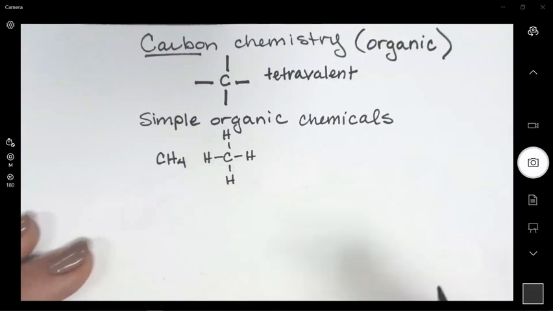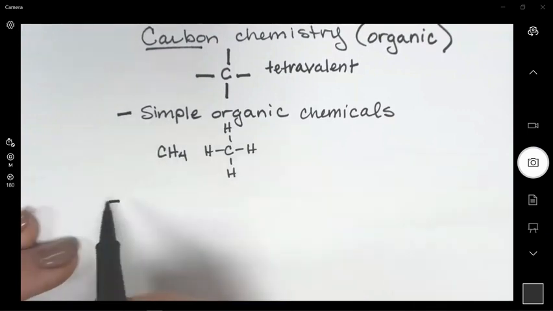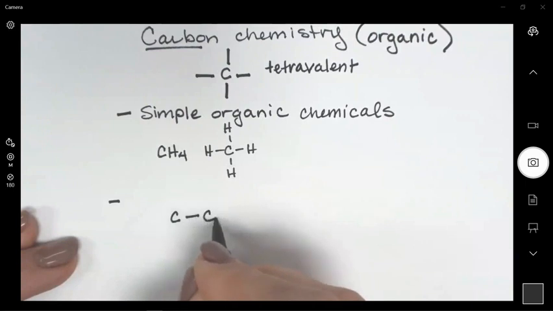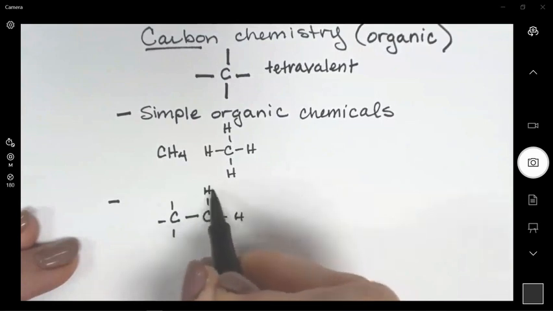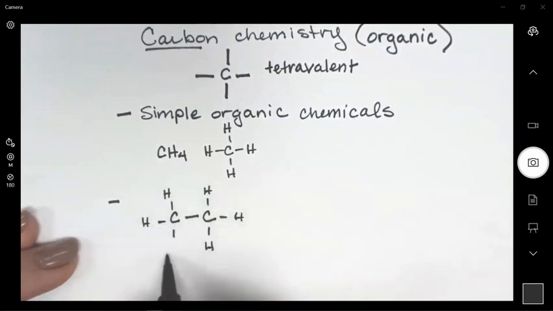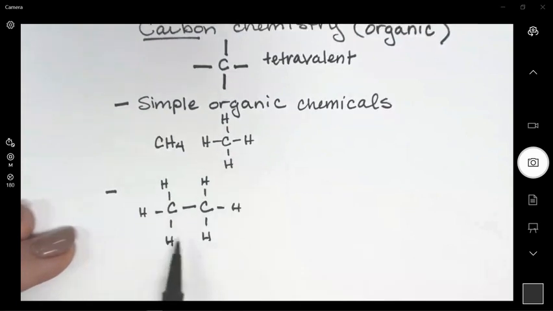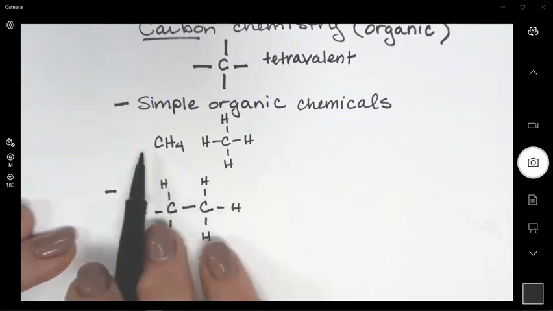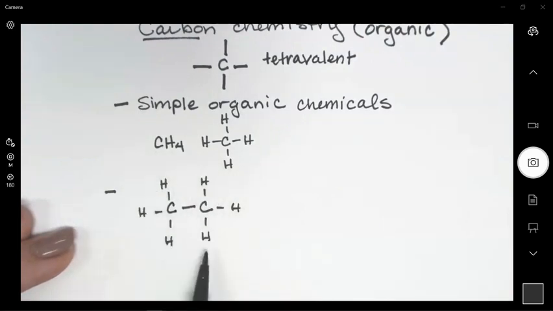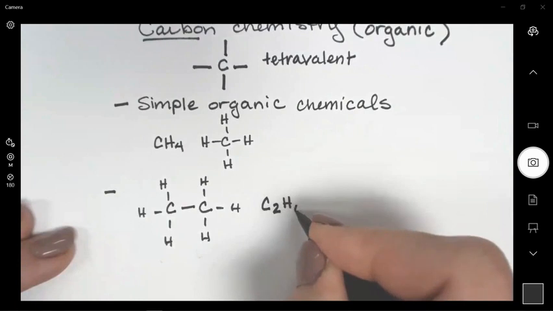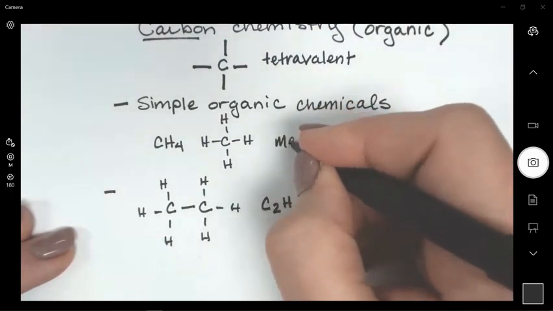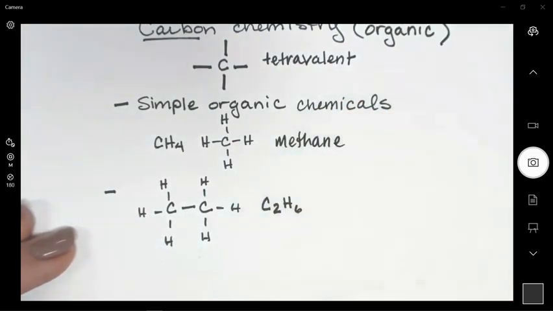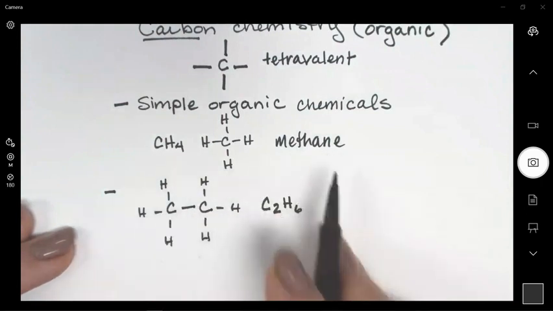Now, it can also form chains. So if we link 2 carbons together, it's like a double methane here. Can you look at this and tell me its formula? C2H6. Now we know CH4 is called methane because I told you to learn that.